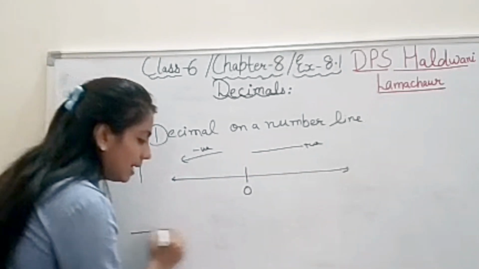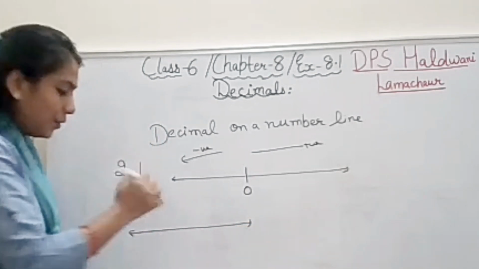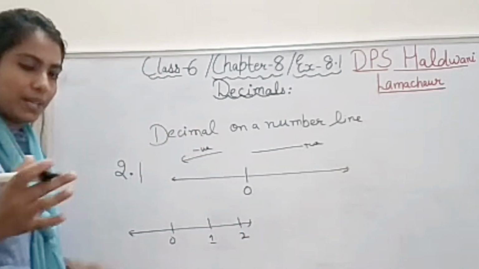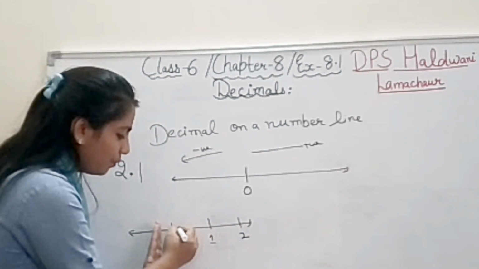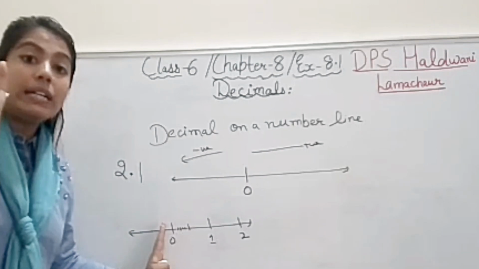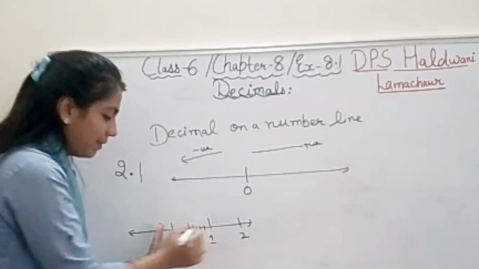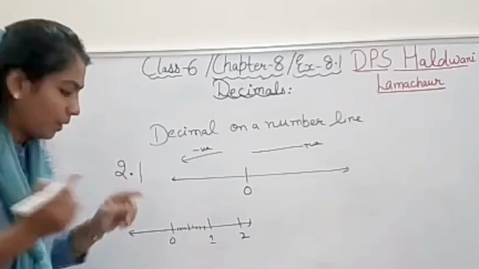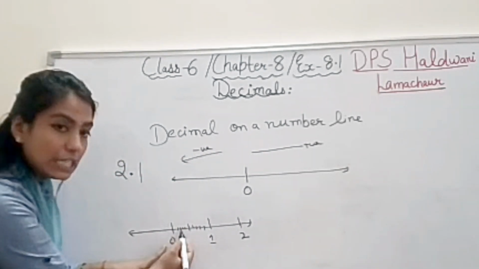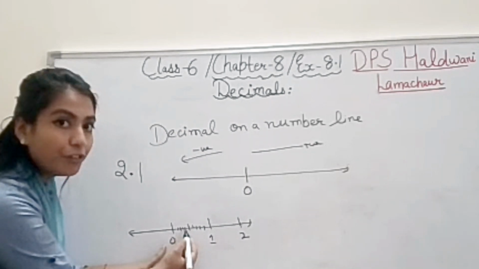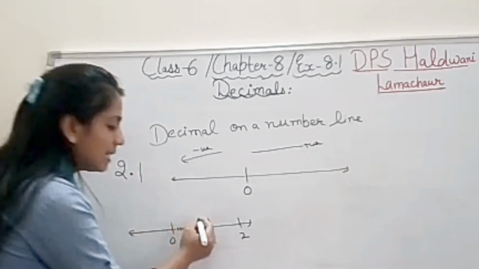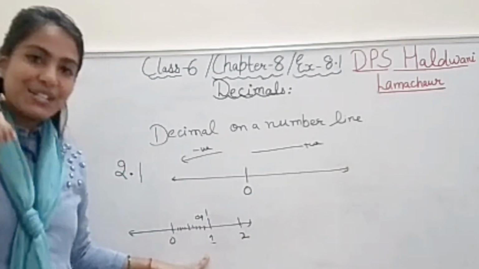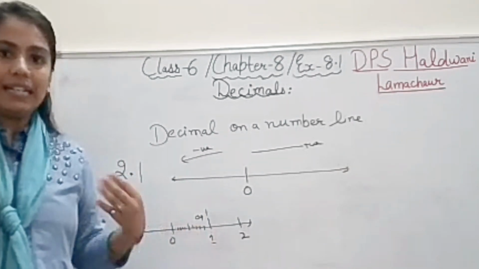You know students, scale. Everybody has a ruler. In the ruler we have 0, 1, 2, 3 and so on. And in between 0 to 1 we have 10 small divisions. 1, 2, 3, 4, 5, 6, 7, 8, 9, 10. So how will we read it out? 0, 0.1, 0.2, 0.3, 0.4, 0.5 and so on, 0.9 and then 1. Right students? So in this manner we will read the scale.